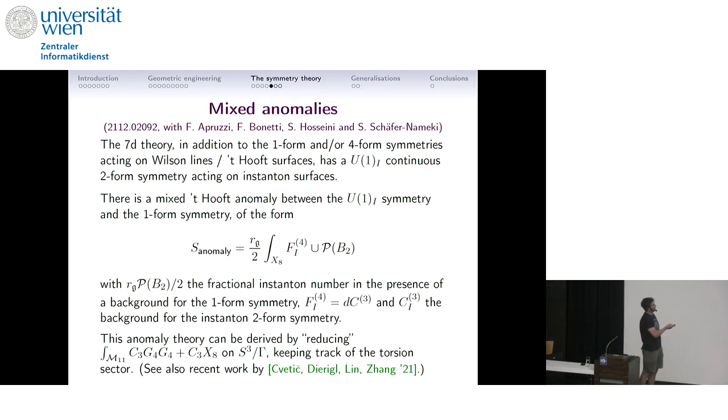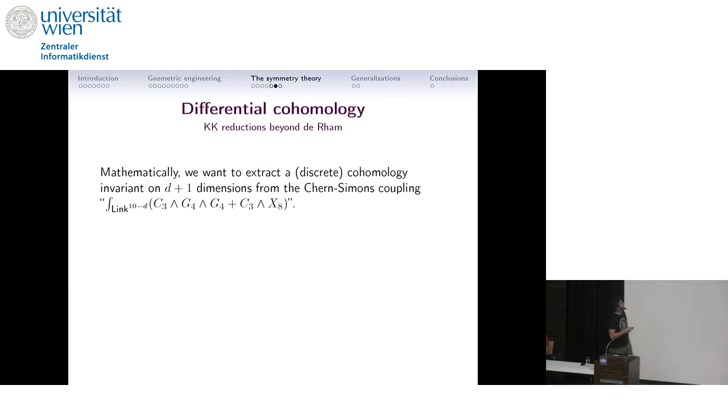So we could derive this coupling in the following way. We take the M theory action, the topological sector here, and we integrate it on S3 mod gamma. And by the way, there's a very beautiful paper by Miriam and collaborators where they do something very similar. So mathematically, we want to extract a discrete cohomology invariant in D+1 dimensions from the Chern-Simons coupling here. But this is a bit problematic, at least when you start, because first of all, C3 is not globally well defined. Here with torsion, you have to worry about global phenomena. And G4 is equal to 0. So you have something that's not globally defined, whose product with something which is 0, and you're expected to get something which is different from 0.